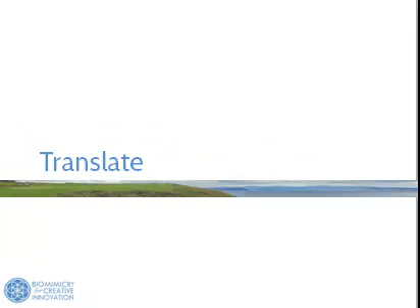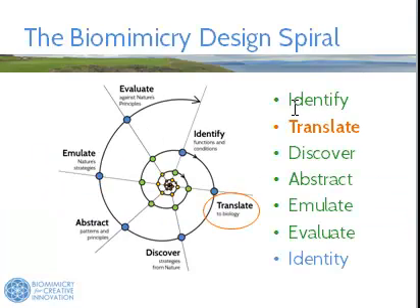So you've already stepped through the very first step of the design spiral, or the identify stage. By the end of that step, you should have a list of verbs or verb phrases that represent things that you want your design to do. And now we're on to the translate step. Translate comes after identify in this sequence. We've got identify and then translate, and translate's needed to get into the discover phase.